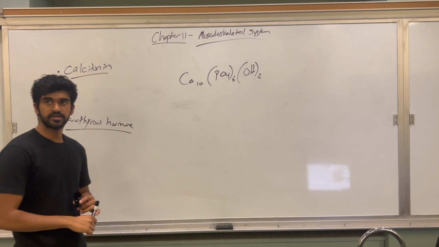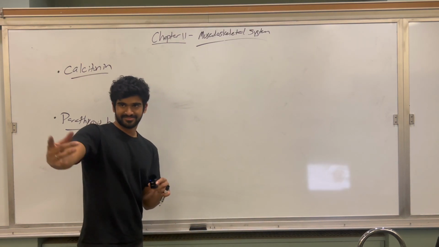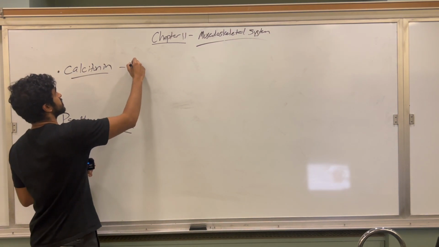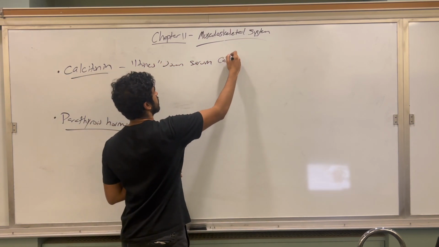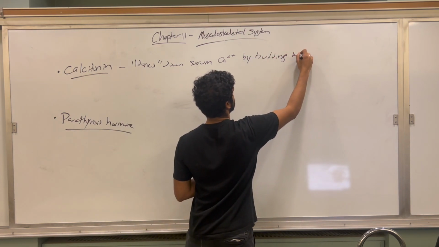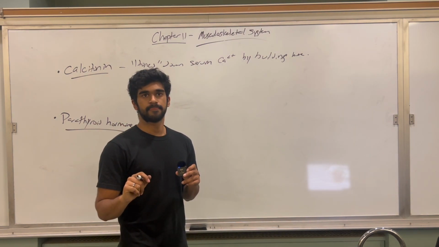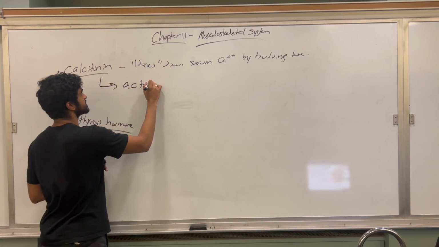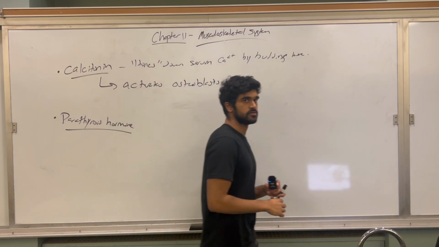Anyone remember what these two things do? Calcitonin, what does it do? Tones down serum calcium. How do we do that? By building bone, correct? So, calcitonin tones down serum calcium by building bone. Who knows the name of the cell that's responsible for building bone? Osteoblasts build bone. So this activates osteoblasts. Very good.